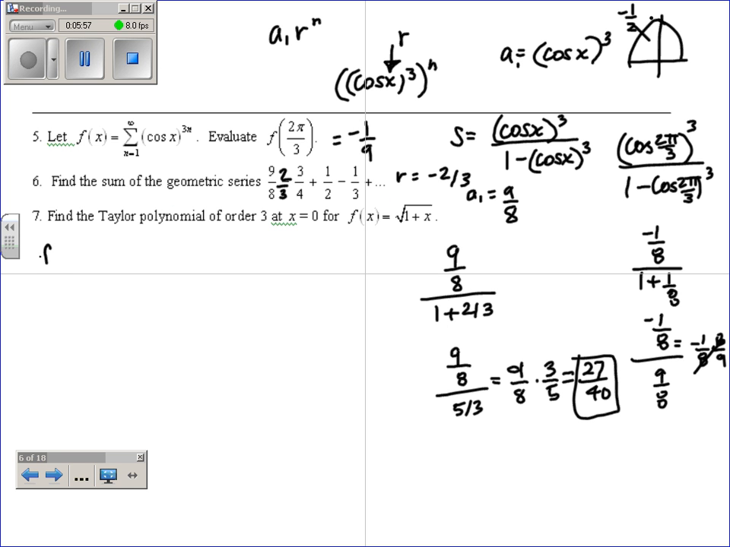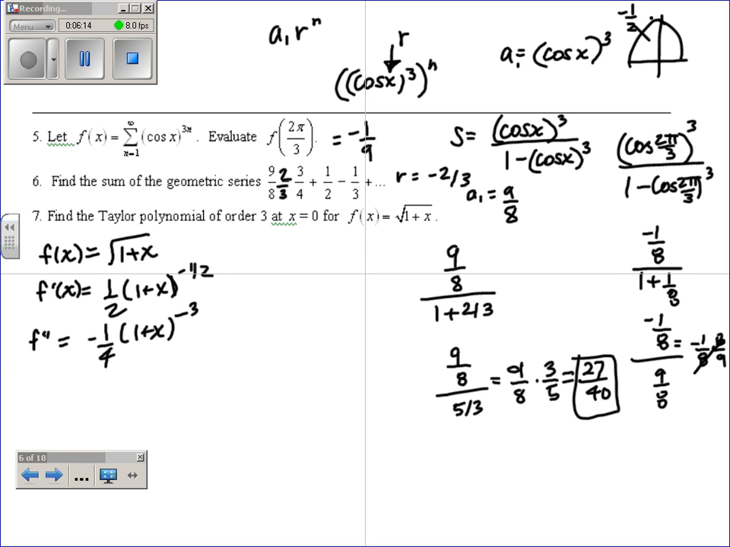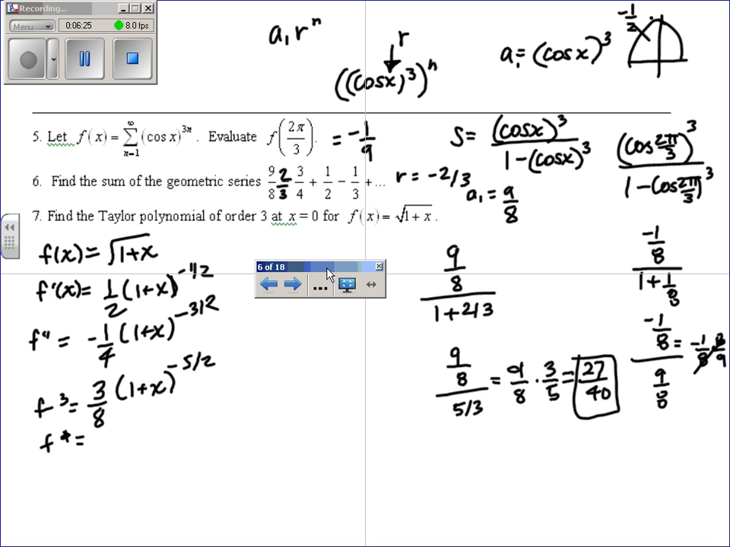Okay, so we just need to evaluate all these derivatives. So f prime of x would be 1/2 times (1 plus x) to the negative 1/2. F double prime would be negative 1/4 times (1 plus x) to the negative 3/2. Notice the signs are alternating, we get 3/8 times (1 plus x) to the negative 5/2. The fourth derivative would be negative 15 over 16 times (1 plus x) to the negative 7/2.